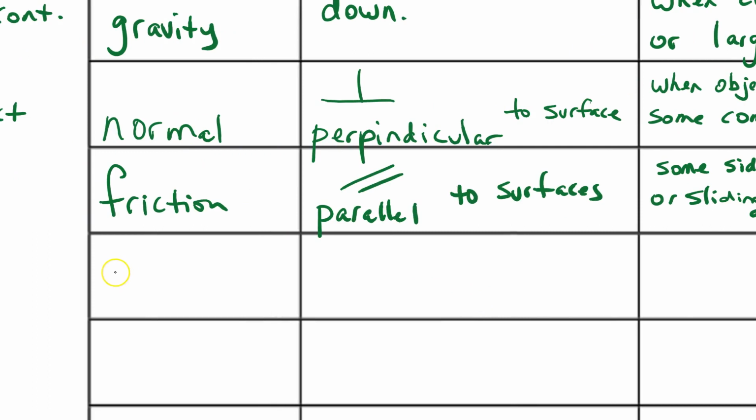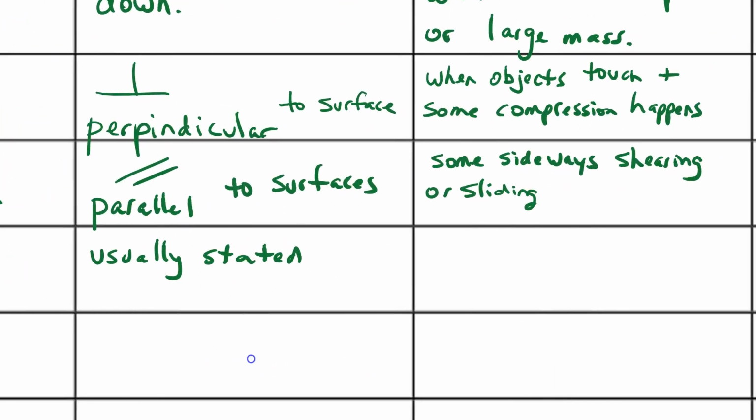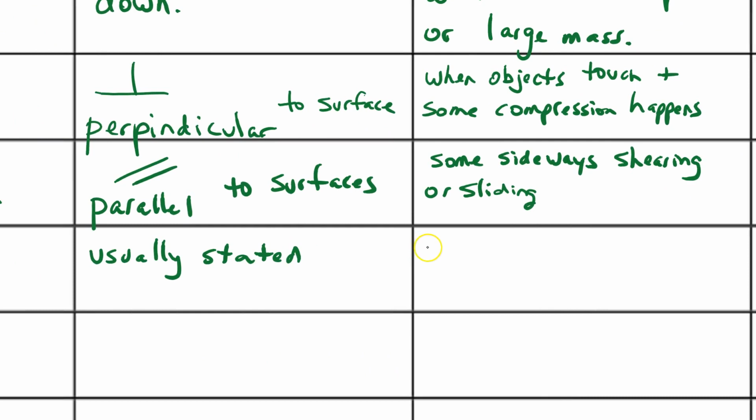The next one we did was applied force. The direction is usually stated. Now if we have an applied force, if you push on it, or if we create a force, it's usually stated, usually given. And remember, applied force is kind of like a type of normal force, because we're pushing this. When is it present? When an outside object either pushes or pulls.